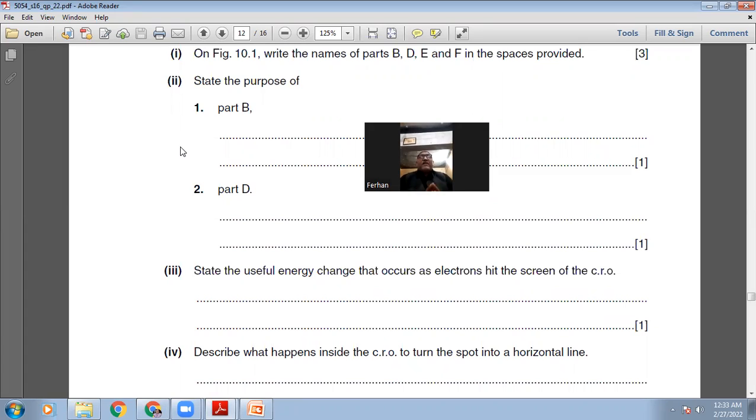So the electrons will have an electrostatic force of attraction between this anode and those negative electrons. So the electrons will accelerate. So it basically accelerates the electrons. The purpose of the part whose name is filament is that it is a heated cathode. When it is heated, the electrons from it come out into the air due to the heat, and we call this process thermionic emission.